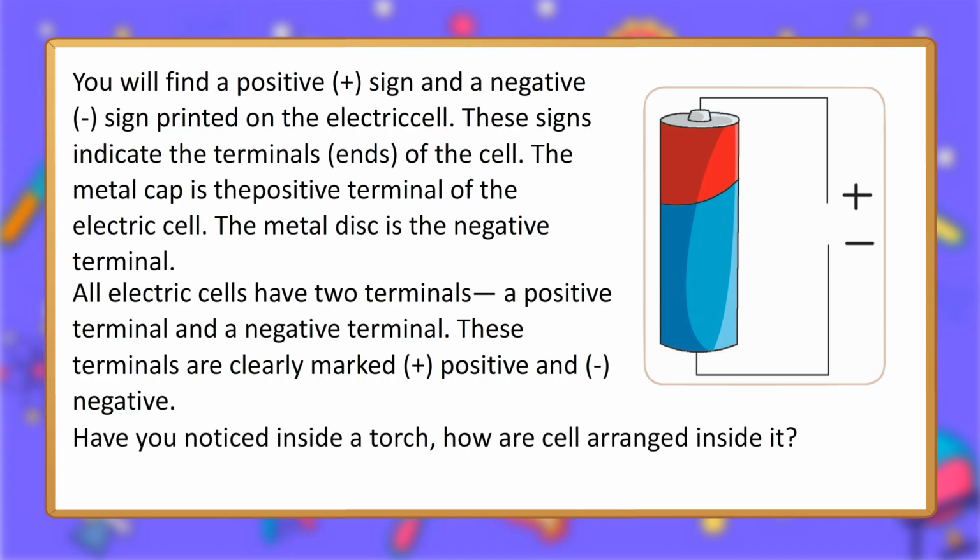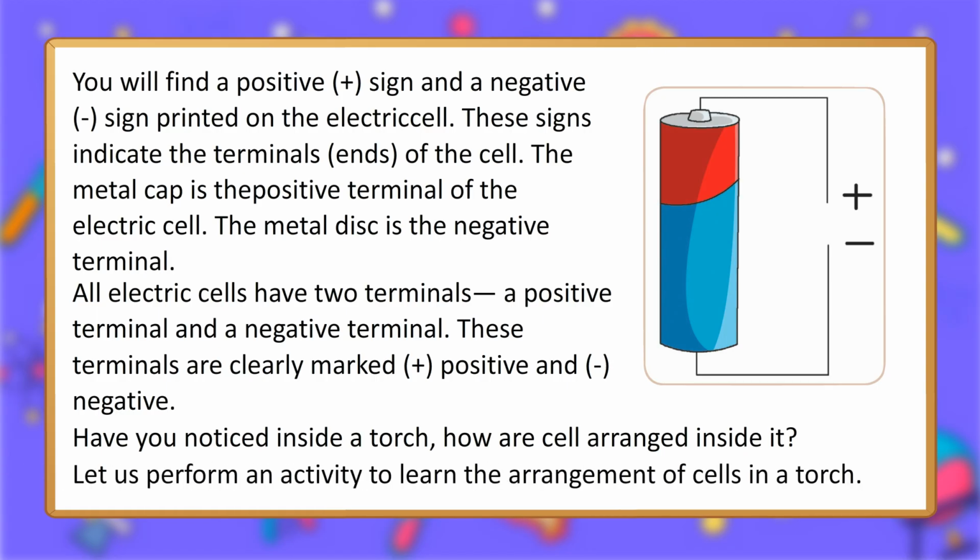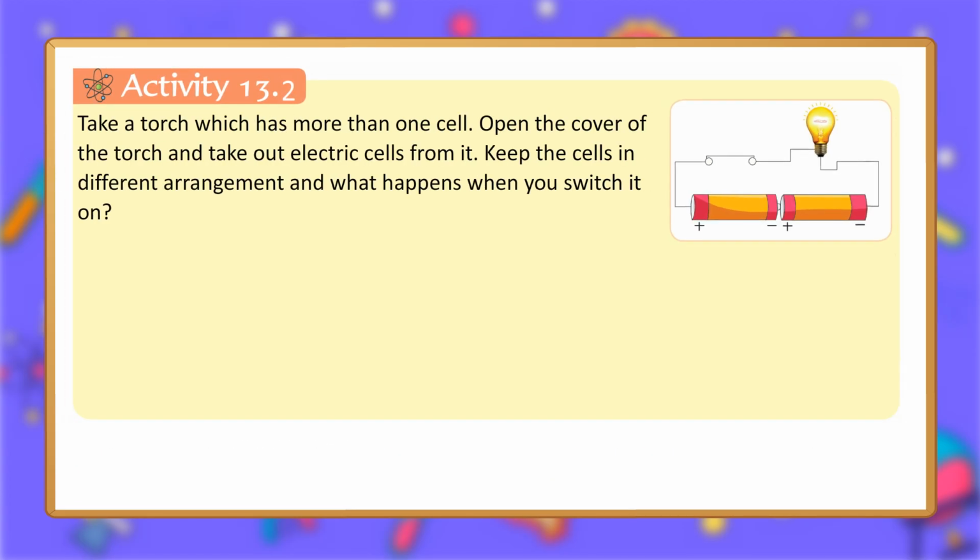Have you noticed inside a torch, how are cells arranged inside it? Let us perform an activity to learn the arrangement of cells in a torch. Activity 13.1. Take a torch which has more than one cell. Open the cover of the torch and take out electric cells from it. Keep the cells in different arrangement and what happens when you switch it on?